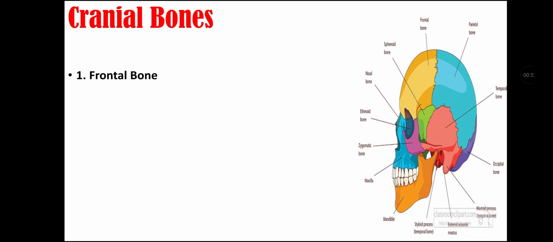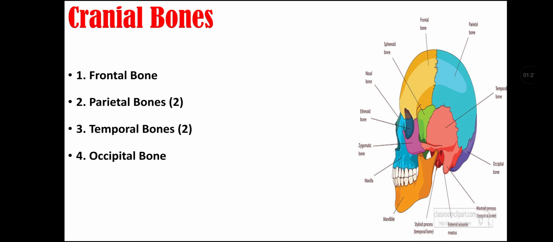Cranial bones are one frontal bone. As you can see in the diagram, the yellow color bone in front is called as frontal bone. Second cranial bone we have is parietal bone. You can see in diagram the blue color bone just behind the frontal bone is parietal bone. Third cranial bone we have is temporal bone. As you can see in diagram, the red color bone just below the parietal bone is temporal bone.